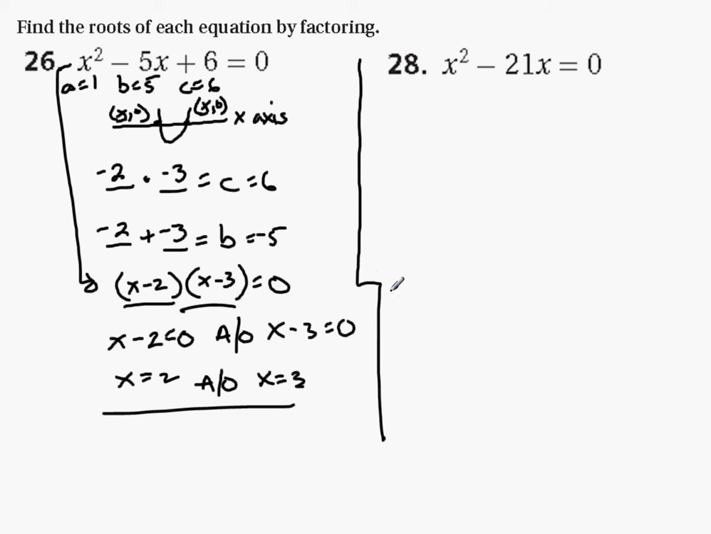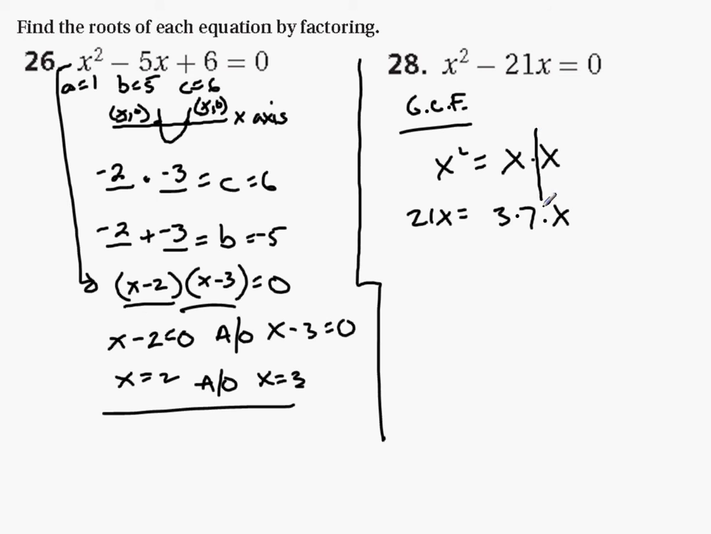Alright? Another way to factor this, in this case I don't have a c, so my c is 0. So we're going to try a slightly different strategy, the greatest common factor strategy. What we want to do is find the factors of both those terms. So x squared is equal to x times x. 21x is equal to 3 times 7 times x. Well, I'm looking for the greatest common factor. In this case, it's x.